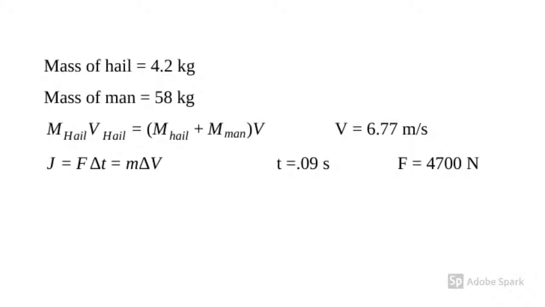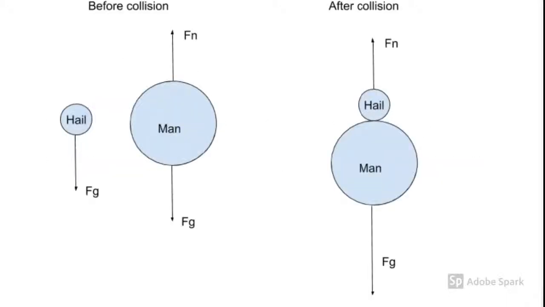By dividing mass times change in velocity by the change in time, which we found to be about 0.09 seconds, the force was found to be 4,700 newtons, which is well above the amount needed to crush the man's skull. We can assume that he is now dead. To help visualize this collision, here's a free body diagram of before the collision and after the collision of the man and the hail.